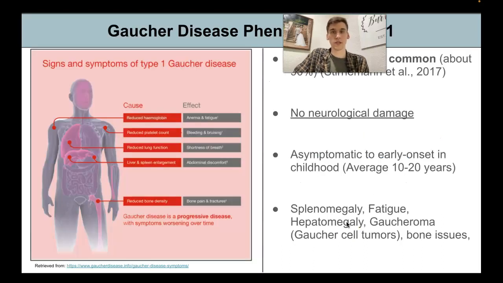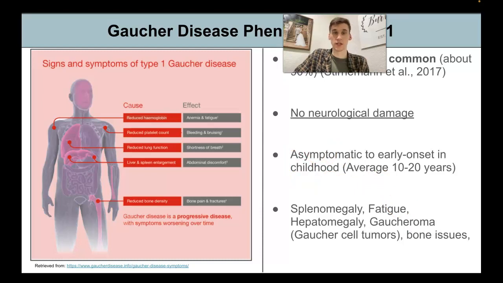Okay, so there's 3 different phenotypes. There's type 1, type 2, and type 3. So type 1 is the most common one out of all of them, around 90%. And what differentiates this from other types is the fact that there's no neurological damage. Okay, so that is something that is differentiated from type 2 and type 3.